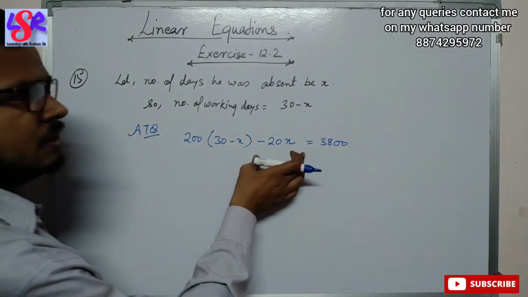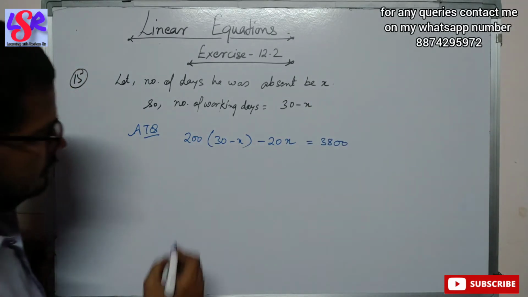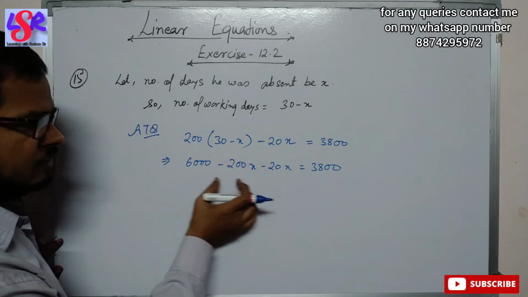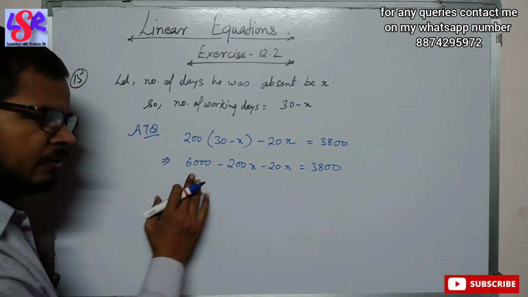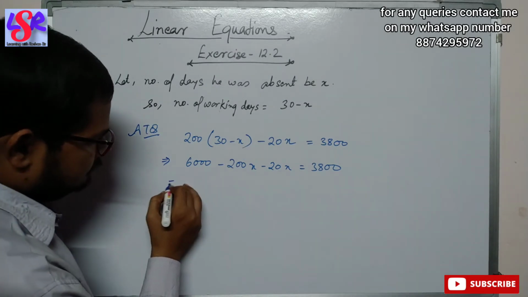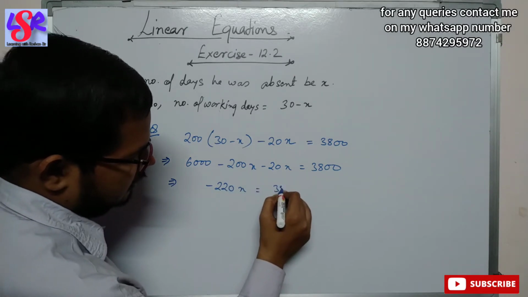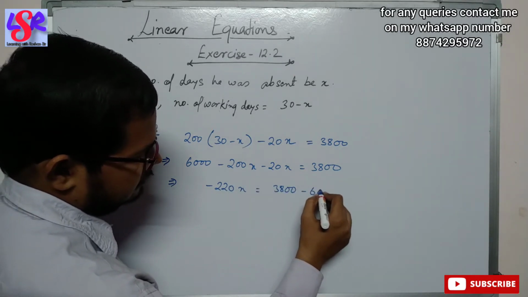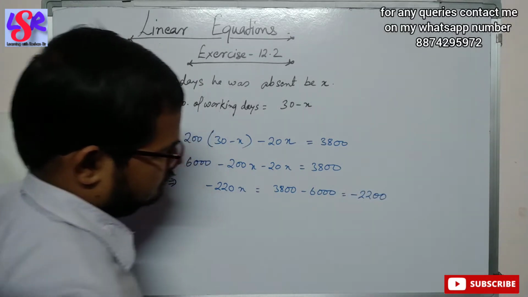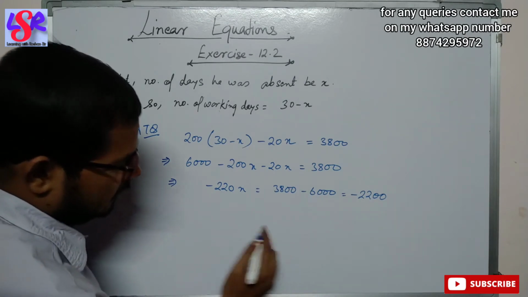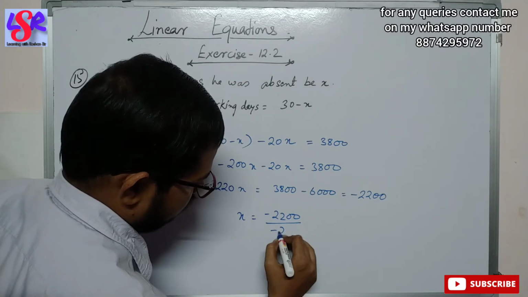Now we are going to solve this to get the value of x, which is the number of days he was absent. And here on solving this we get 6000 minus 200x minus 20x equals 3800. Now we'll put the numbers on the other side and this will become minus 220x equals 3800 minus 6000, which will be equal to minus 2200. Now we can put this in the denominator and x will be equal to minus 2200 upon minus 220.